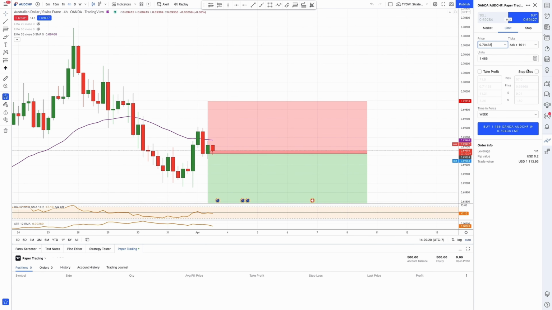So when we click on create new order, you can see we get this order box here. So we can buy or sell the market. We can do a market order, we can do a limit order or a stop order. But doing it this way, we don't have our take profit and stop loss filled out, and we have to manually calculate out our units.